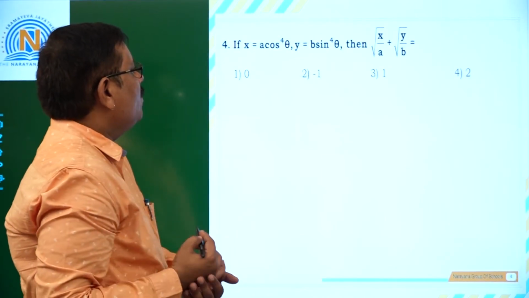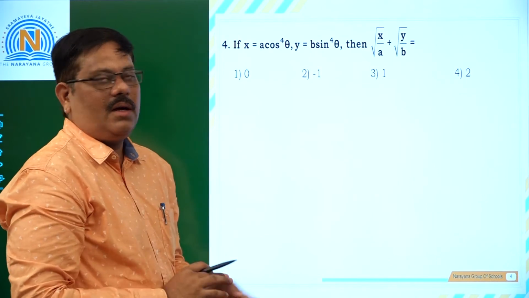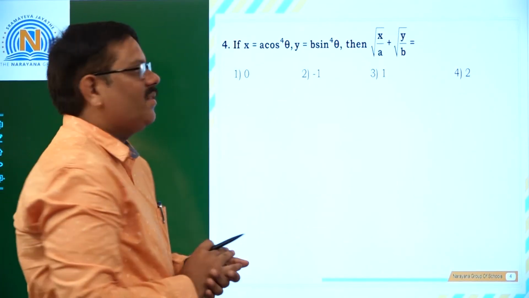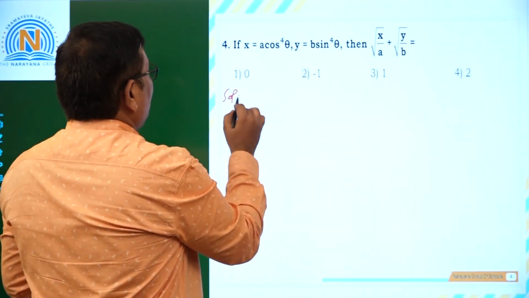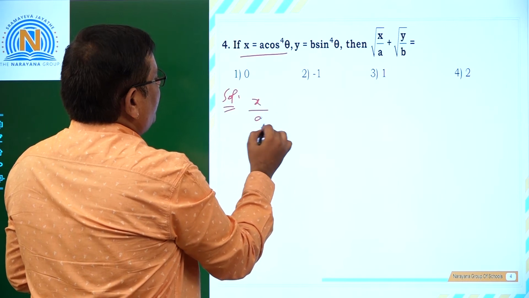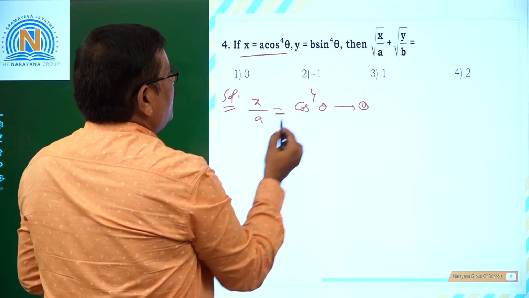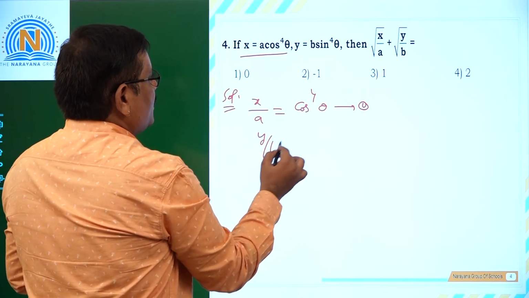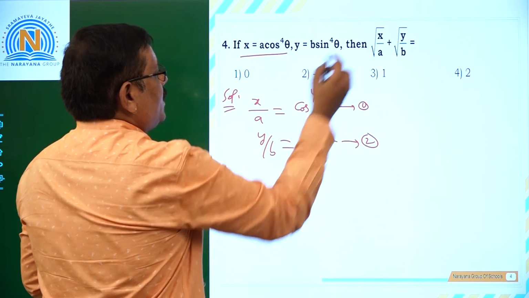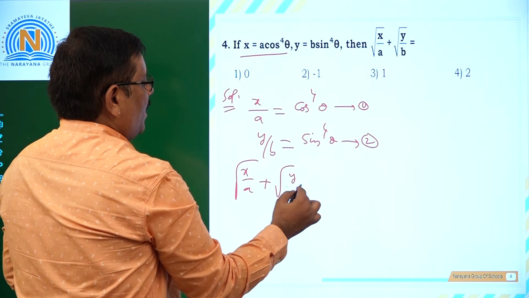If x is equal to a cos power 4 theta, y is equal to b sin power 4 theta, then what is the value of root over x by a plus root over y by b? What to do now? We have given x as a cos power 4 theta. So x by a we can write as cos power 4 theta. First condition. Next, y by b we can write as sin power 4 theta. That is second condition. But what is he asking here? Root over x by a plus root over y by b.